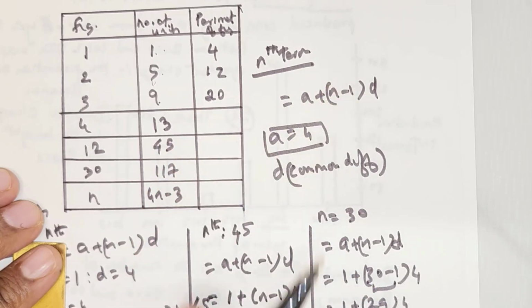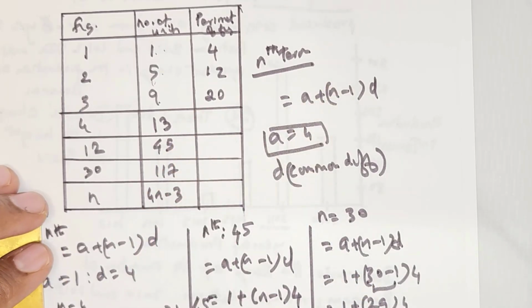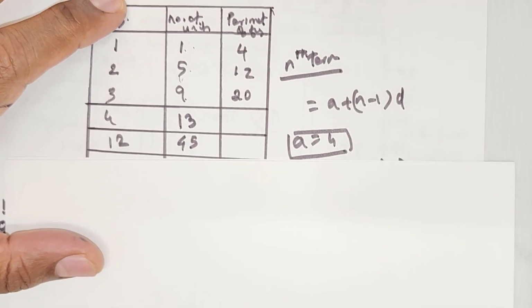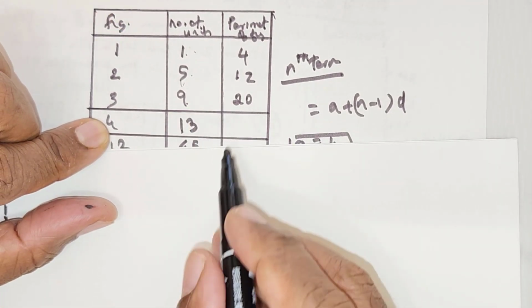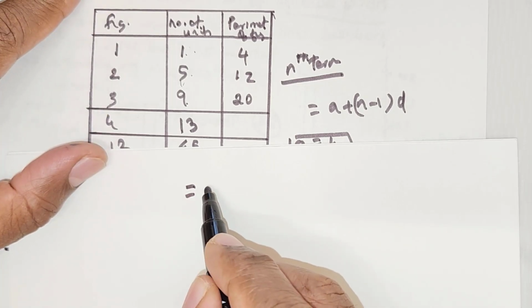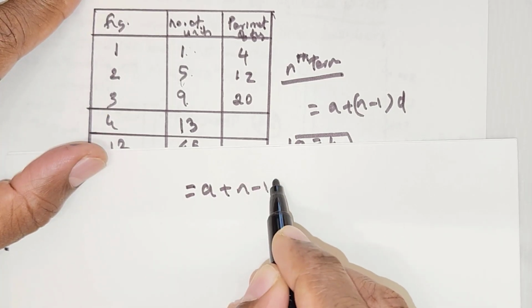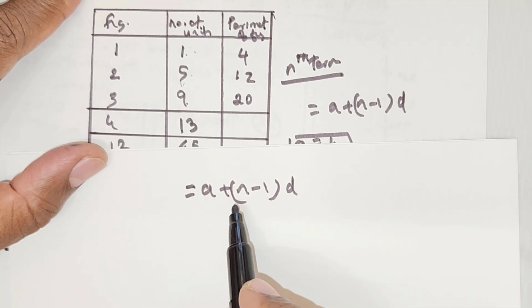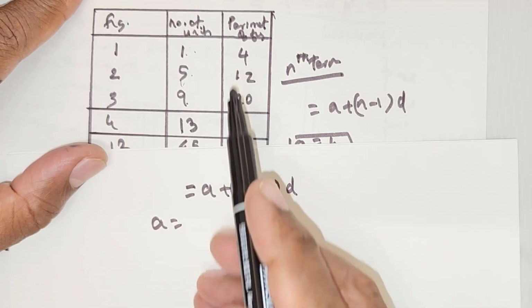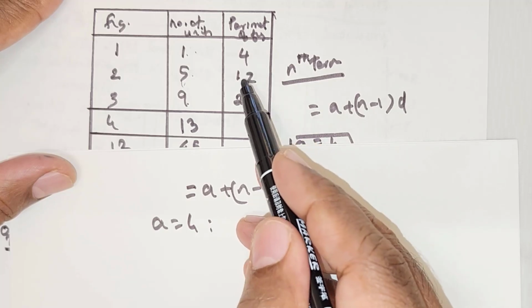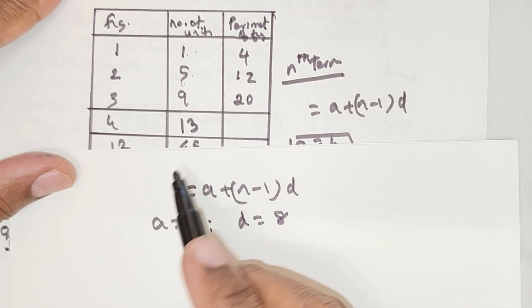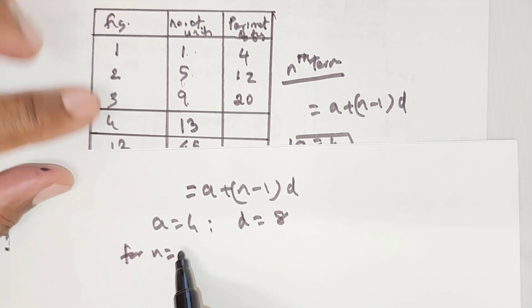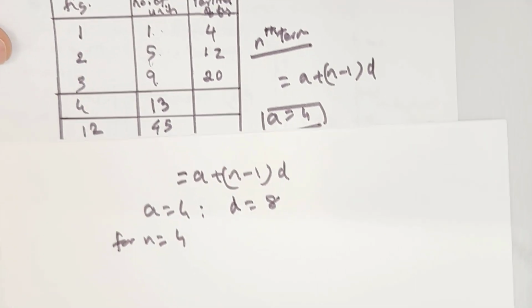Now we need to do the same for this, and for that I need another sheet of paper. So let's go on and find the term here for n is equal to 4. In this case, as I mentioned to you, we will use the same formula, a + (n − 1) times d. So a is equal to the first term 4, and between 4 and 12 the difference will be 8. So we need to get the value for n is equal to 4.